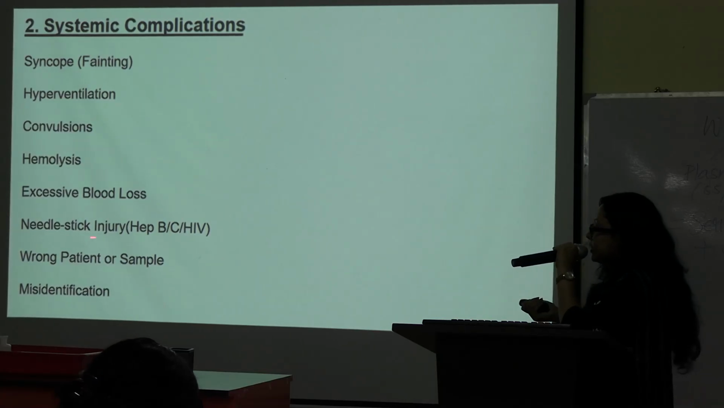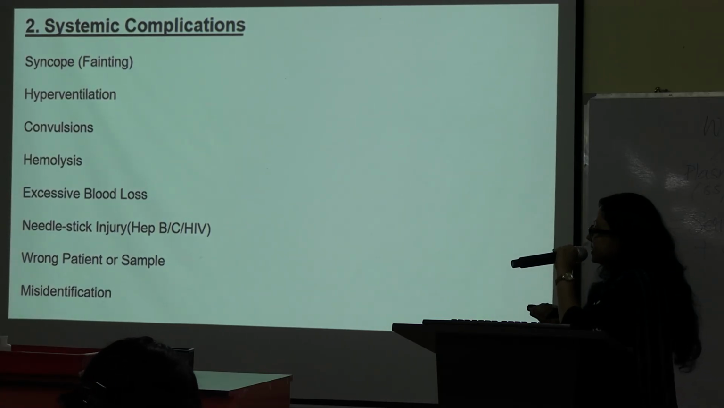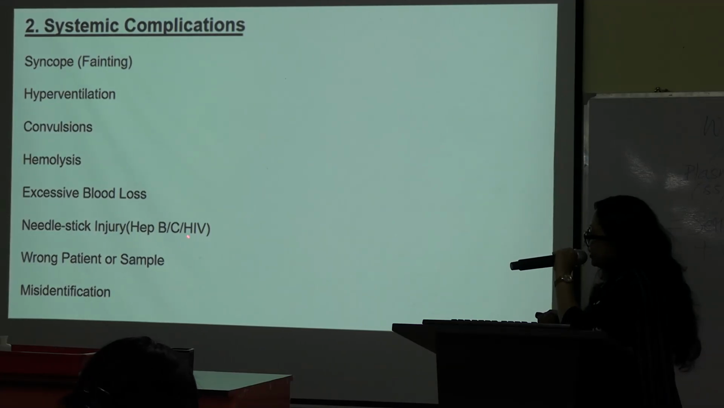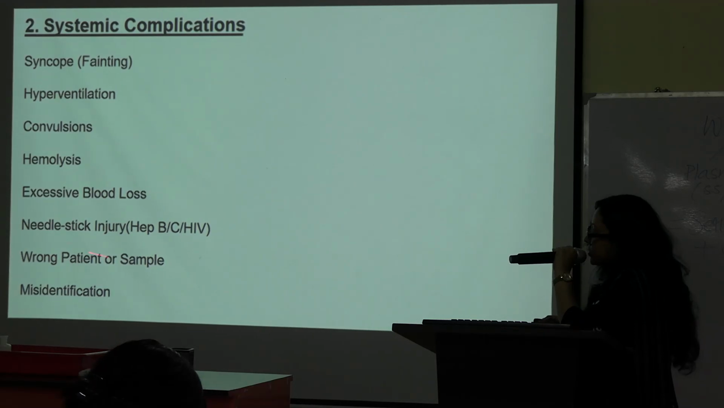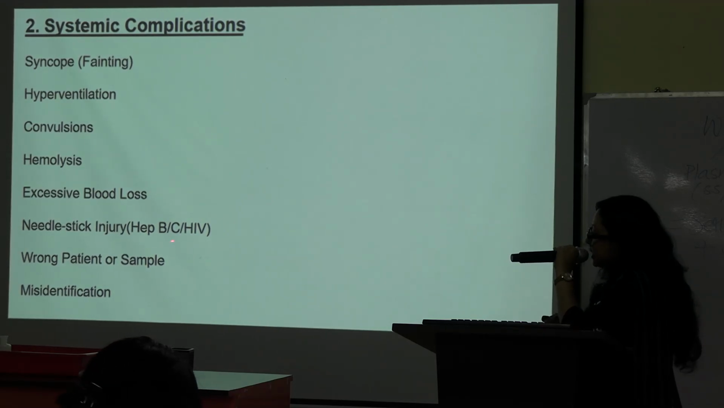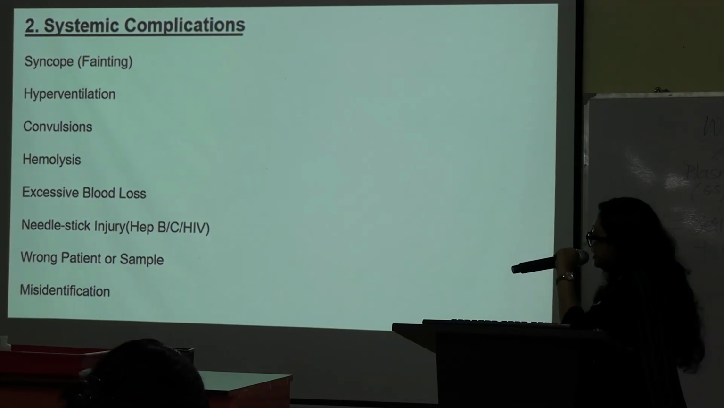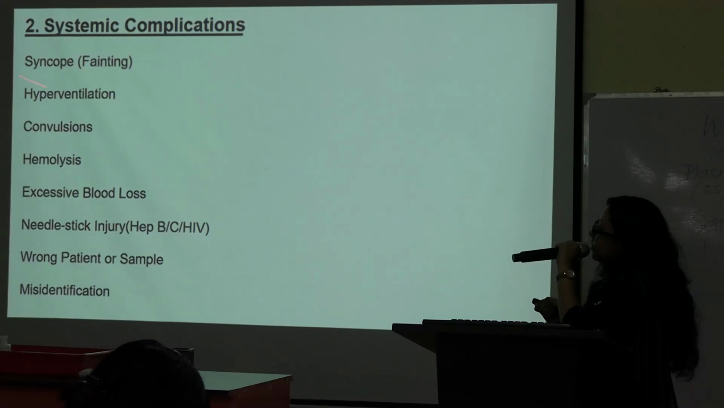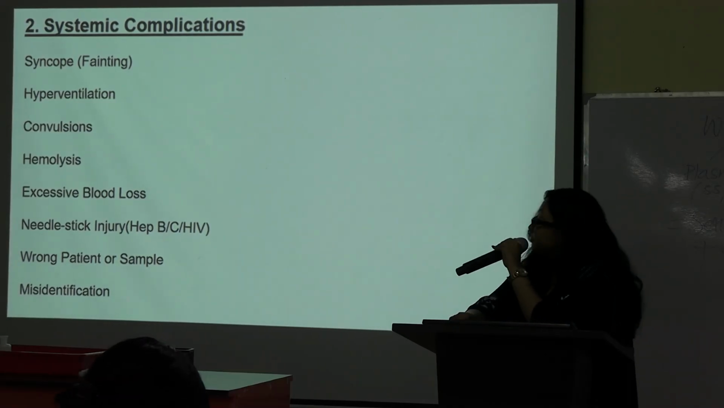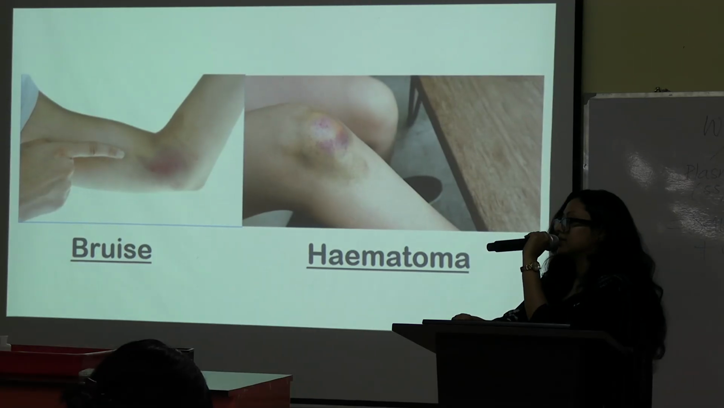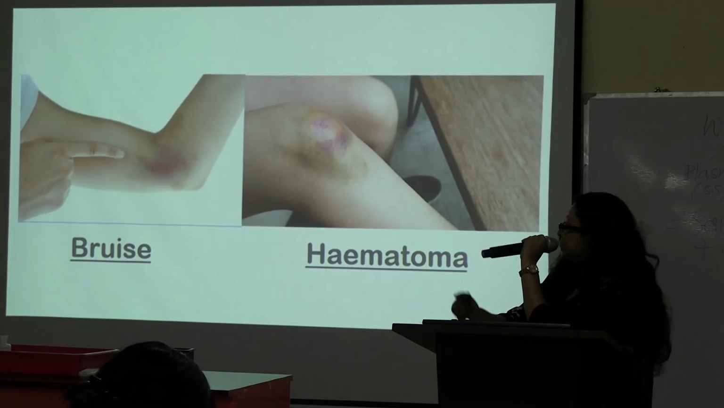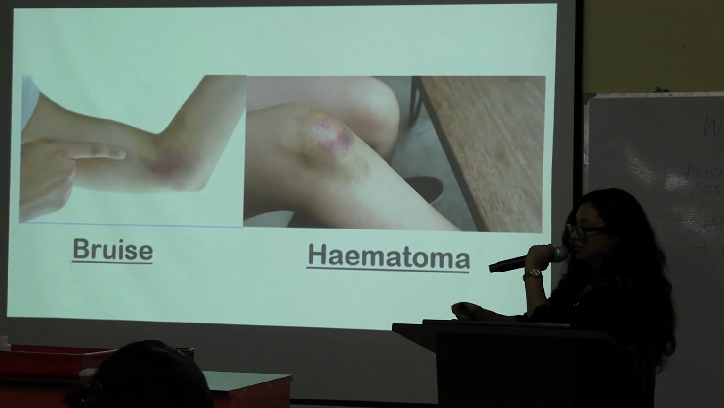This is also very important to remember: needlestick injury is a cause of hepatitis B, C and HIV infection. So the examiner will ask, what are the infections which are spread through needlestick injury? These are hepatitis B, C and HIV, and syncope is also important. So this is bruising and this is hematoma. As you can see, in hematoma there is swelling around the knee.